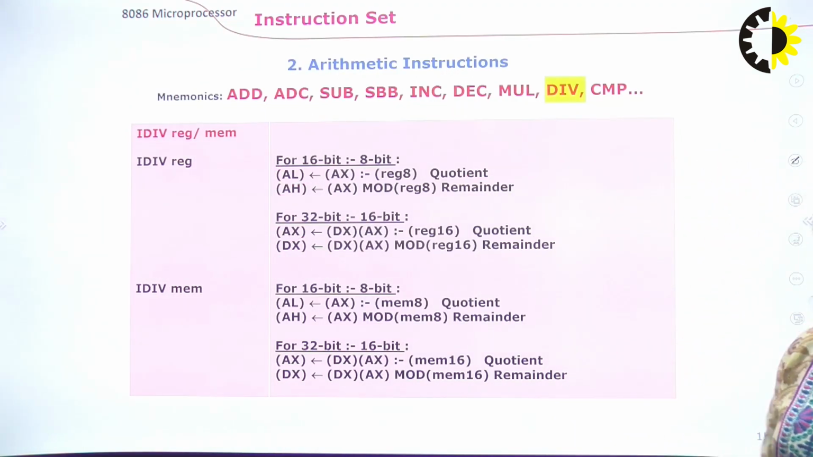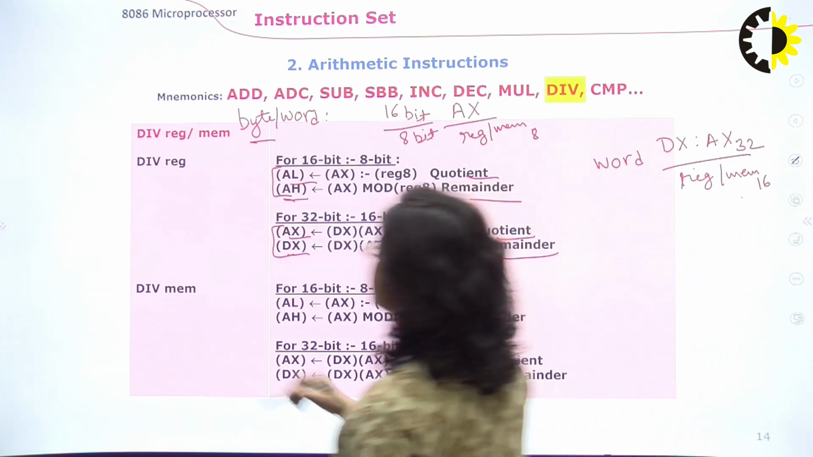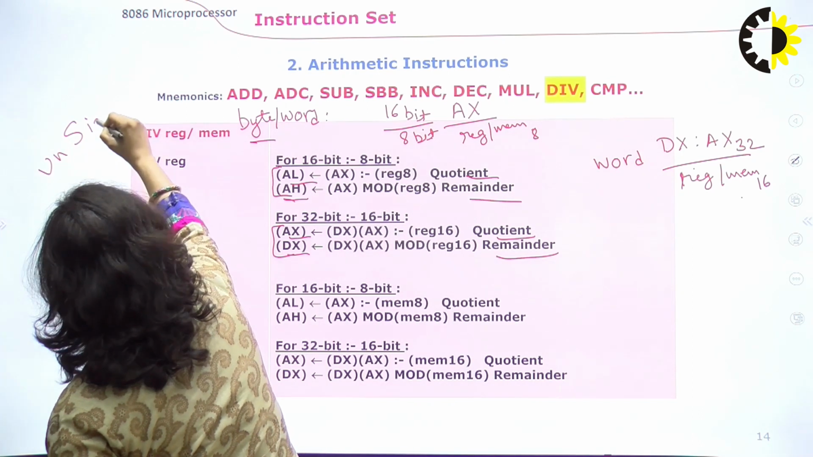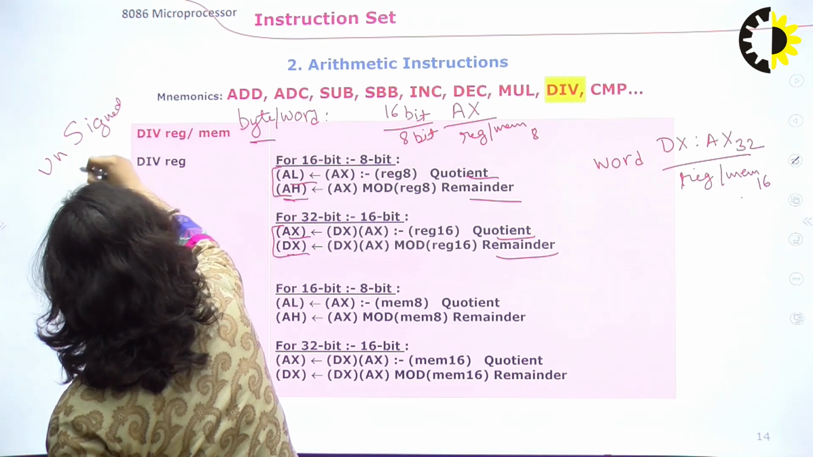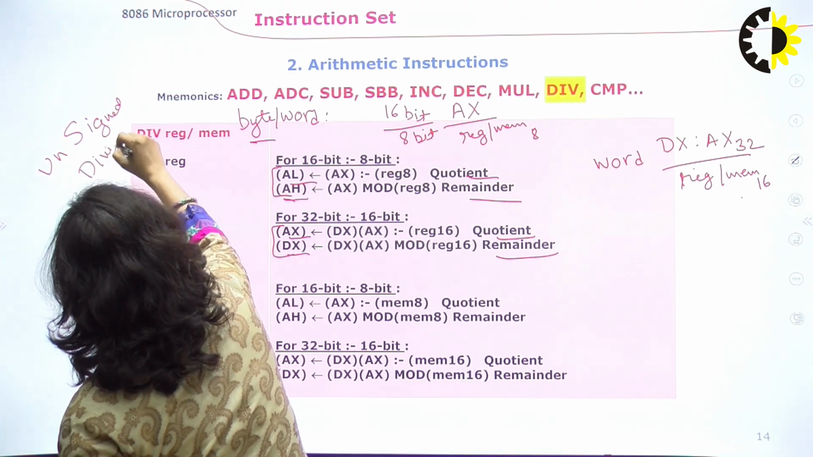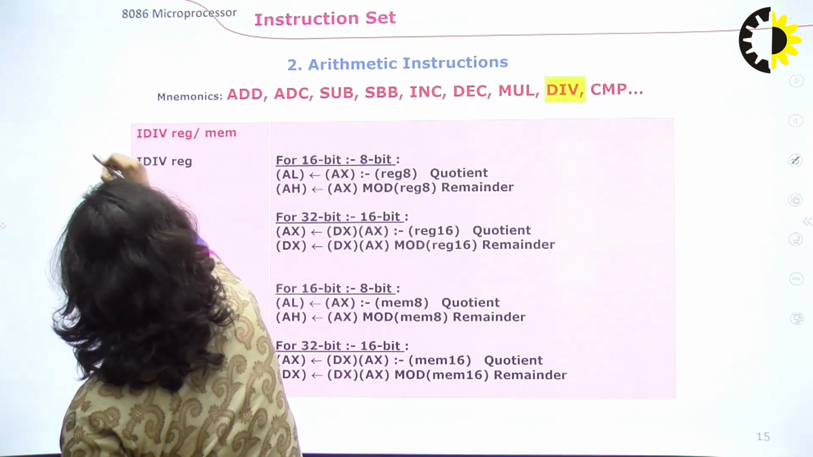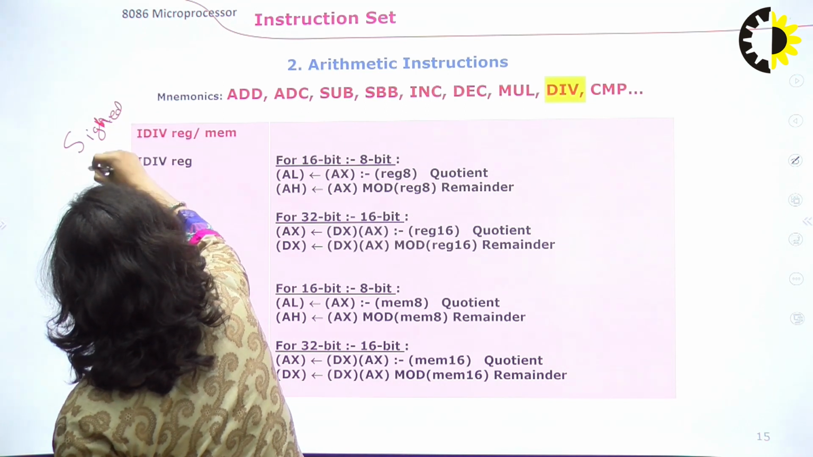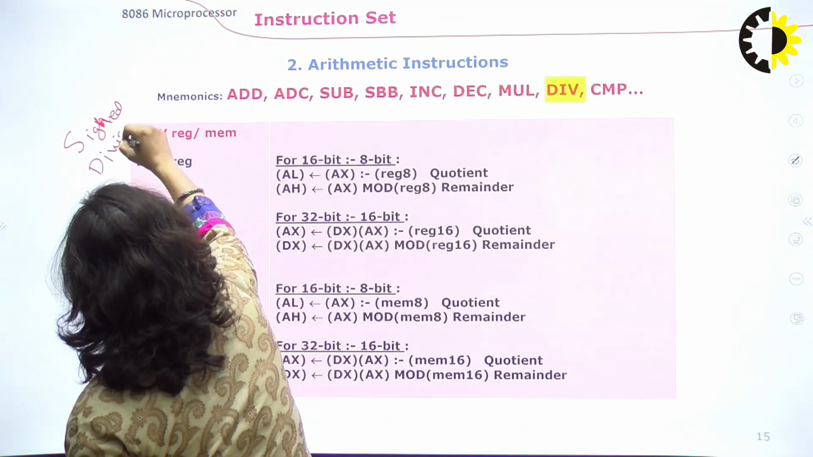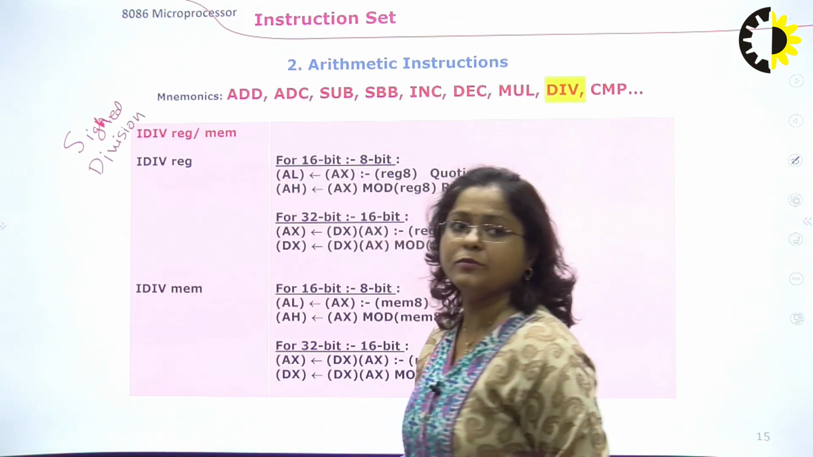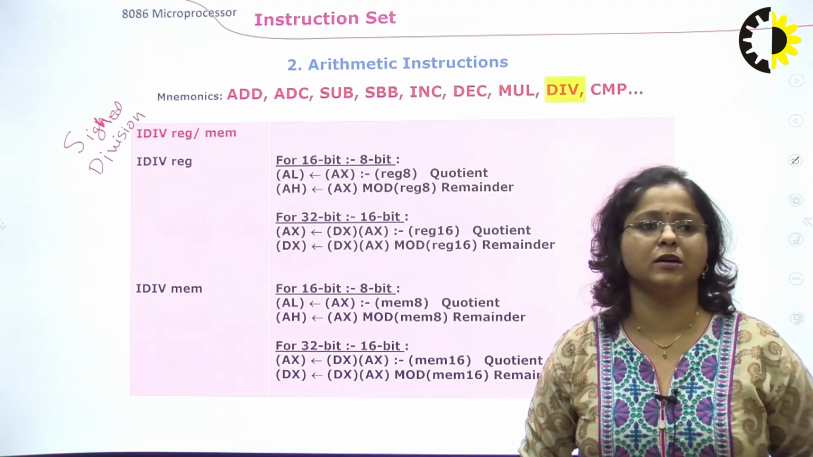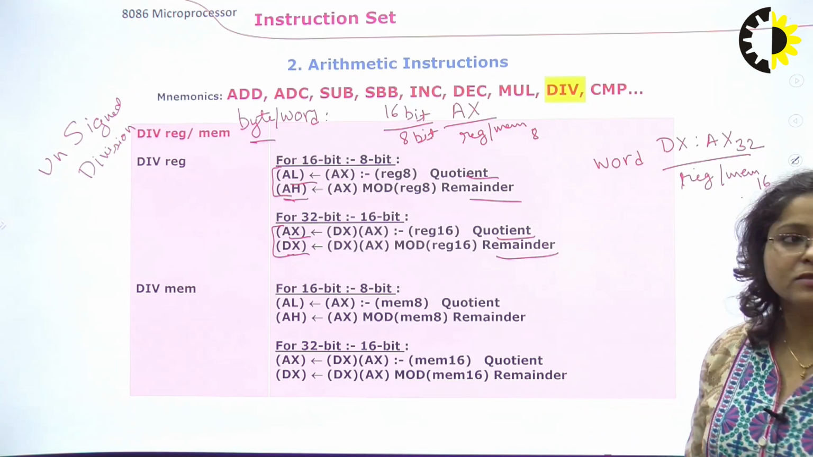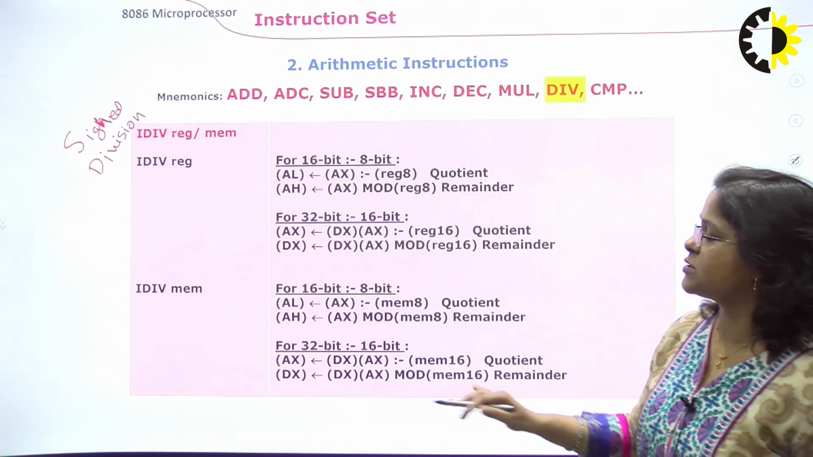IDIV works in exactly the same manner. Again, DIV means unsigned division, that is, it works for unsigned numbers, whereas IDIV means signed division. Simply this difference, else everything will remain the same. So DIV means unsigned number division, whereas if there is an I symbol, that means it works for signed numbers only.